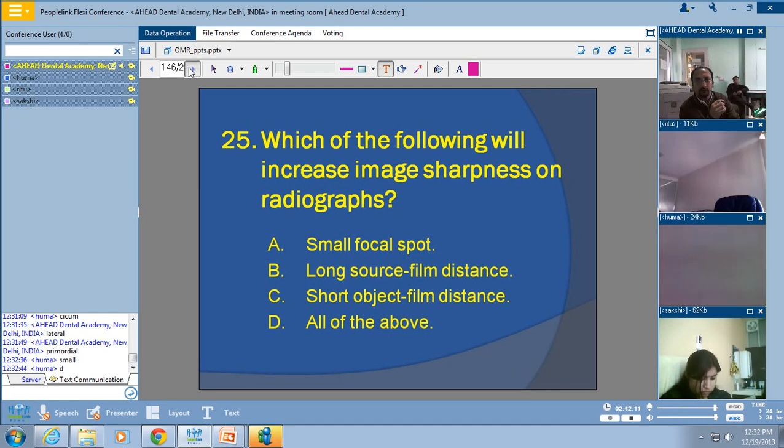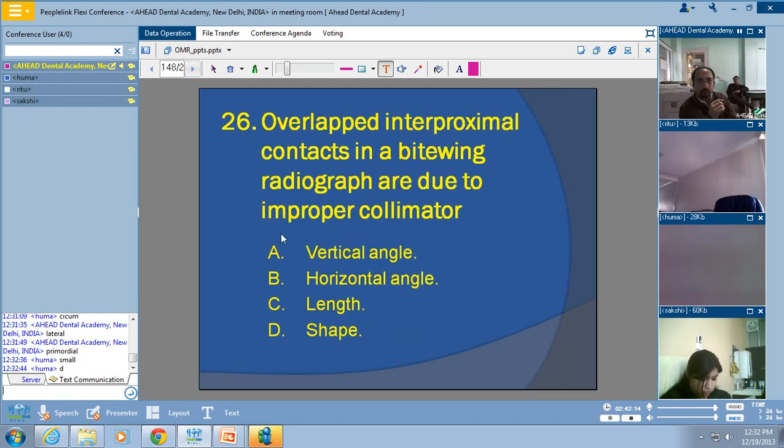So next question, 26. Overlap of interproximal contacts in a bitewing radiograph is due to improper what? Now, what do you think will be the answer? It doesn't mean only bitewing. It can occur in any area. Perfectly right. It is horizontal angulation. Whenever there is an improper horizontal angulation, it will always lead to overlapping of the teeth. And when the vertical angulation is increased, it causes foreshortening. When the vertical angulation is less, it causes elongation.